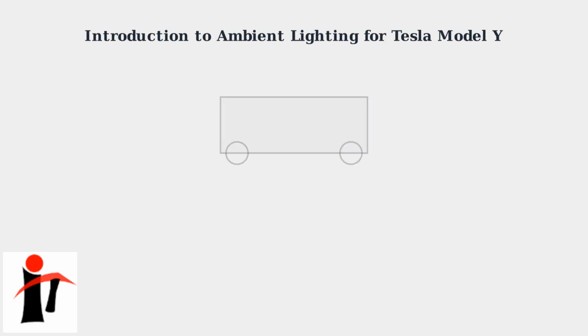Ambient lighting enhances the interior of your Tesla Model Y by adding subtle illumination to areas like the footwells, doors, and dashboard. Tesla doesn't offer factory-installed ambient lighting in most Model Y configurations, but many owners are adding it as an aftermarket modification for a more premium feel.